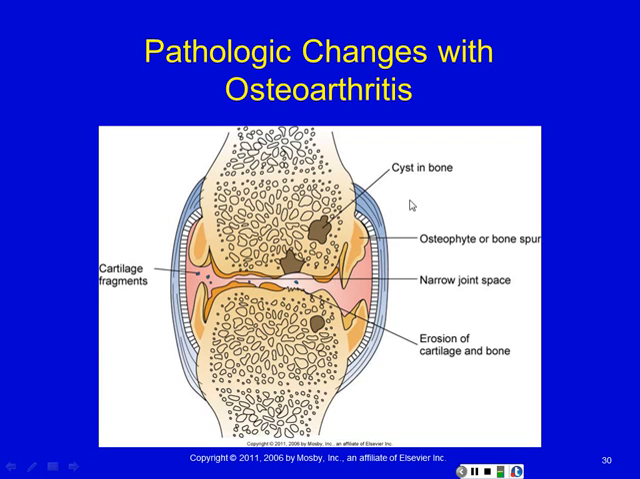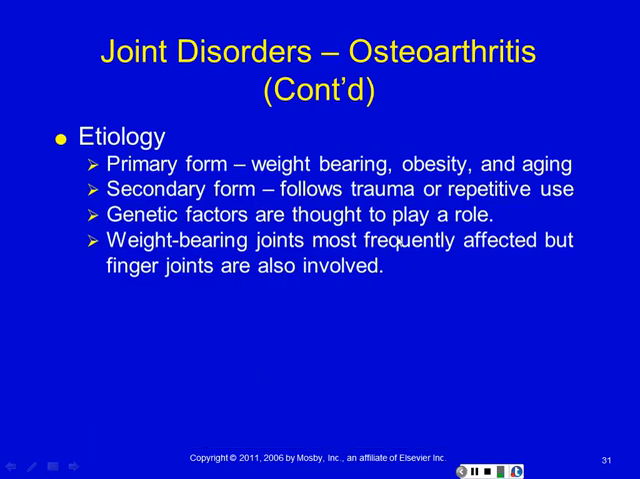In the old days, in the 1800s, essentially a knee would lock up, and people wouldn't be able to move that knee anymore because of osteoarthritis, and essentially the femur and tibia sort of grew together. All right. So the primary form of osteoarthritis usually is in weight-bearing joints, so large joints.